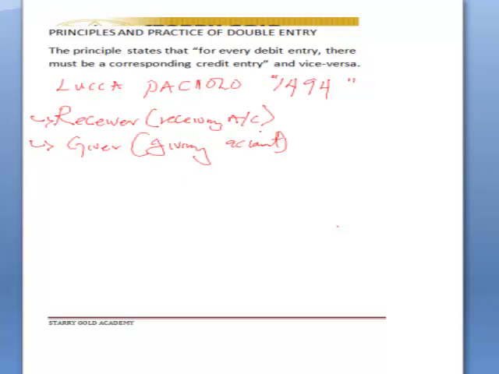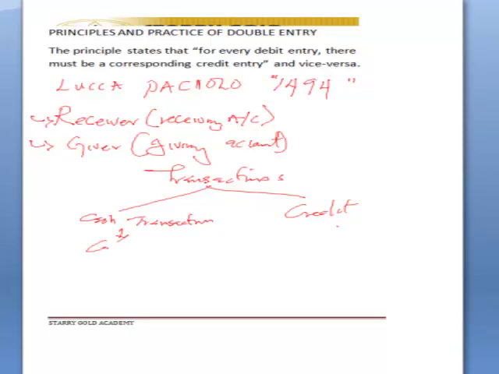The first thing we must do is recognize the transactions. As I stated earlier, transactions in accounts are classified into two: the cash transactions and the credit transactions. The cash transactions must pass through what we call the cash book, and the final destination is the ledger.